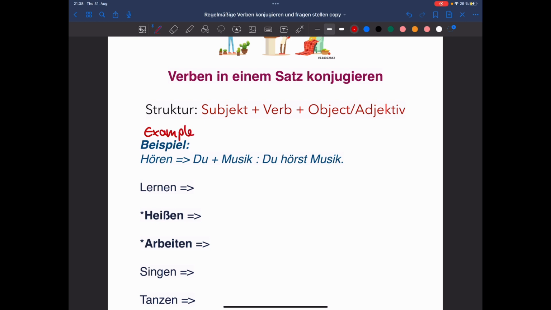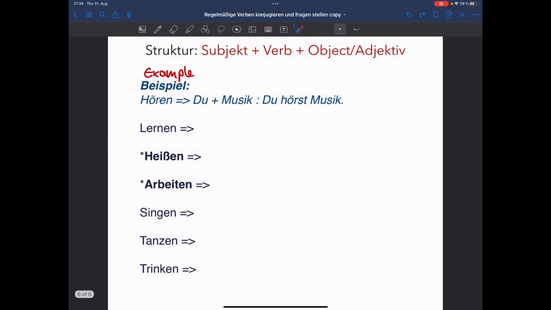Okay, so let's take the verb hören. Hören, we just had it, means to hear. And then we have the subject, du, and music, the object. So you can make a sentence with du hörst Musik. Sehr gut. Du hörst Musik. Okay, now let's make a sentence with a subject, verb, and object or adjective with these verbs that I put right here. Okay?